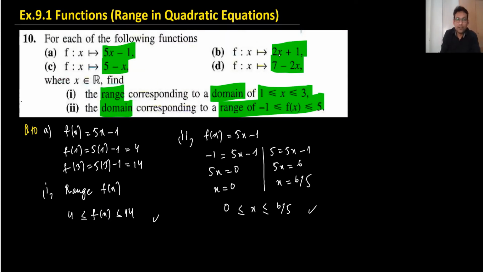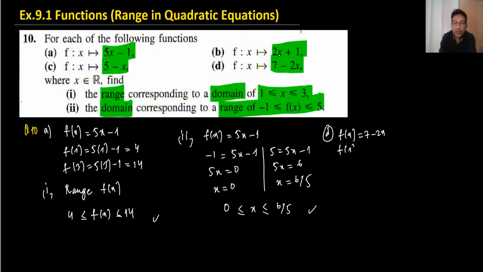There is no problem to find the range in a linear function. There is just one method: minimum domain gives minimum range, maximum domain gives maximum range. There is no problem. The problem is with the quadratic function. Let me do one more example, part D. In part D, we use the same x is 1. So I write f of x is equal to 7 minus 2x.